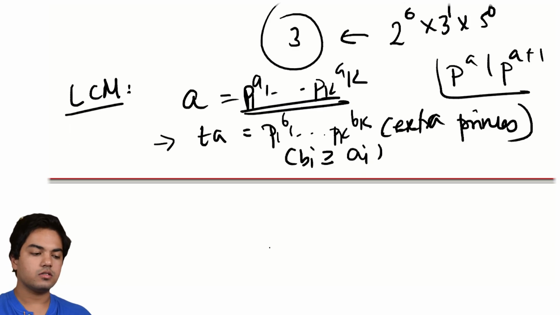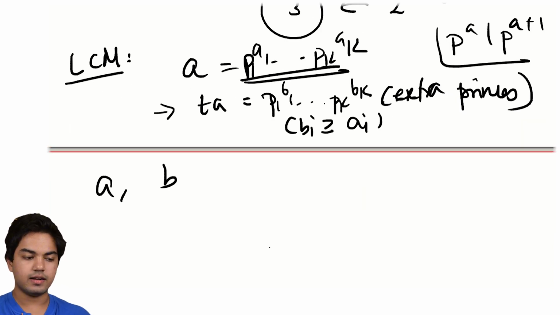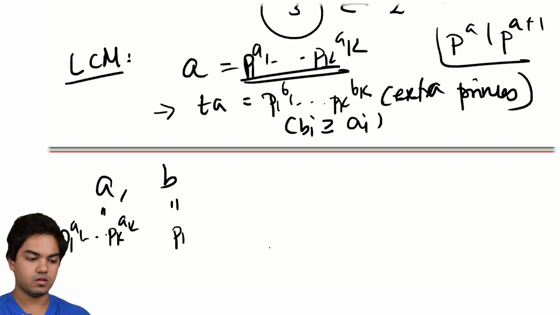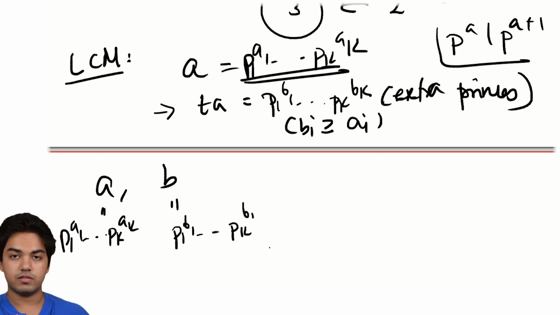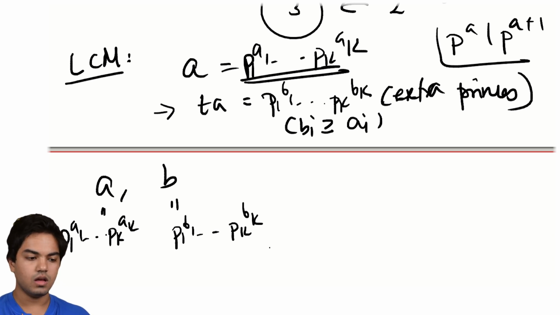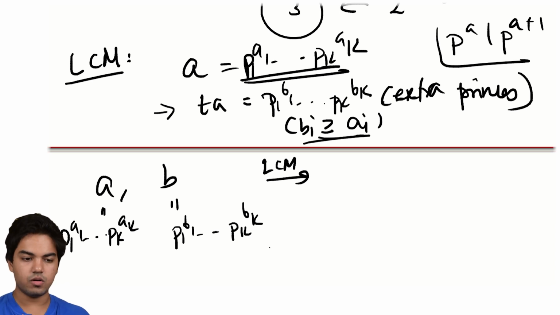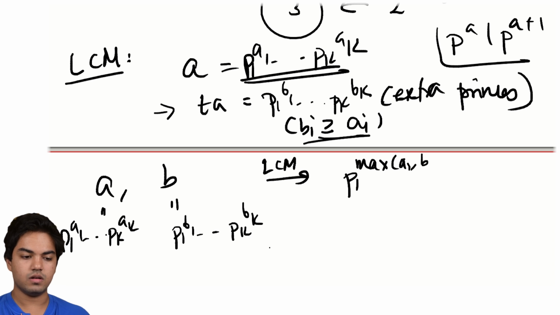Right? So if I have two numbers A and B, and I write them in the same form as before, P1 to the A1, up to Pk to the Ak, and B as P1 to the B1 all the way up to Pk to the Bk, where I've done the same thing: whatever primes are missing, I just write as that prime to the 0. The LCM, by this argument, I don't want any extra primes. Obviously, that's bad because the LCM is the lowest common multiple. I don't want anything extra. That will be P1 to the max of A1 and B1, P2 to the max of A2 and B2.